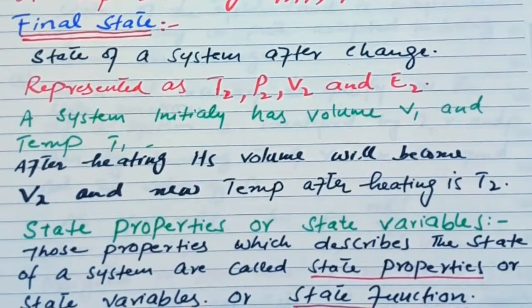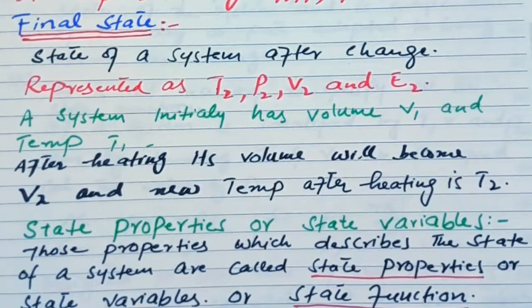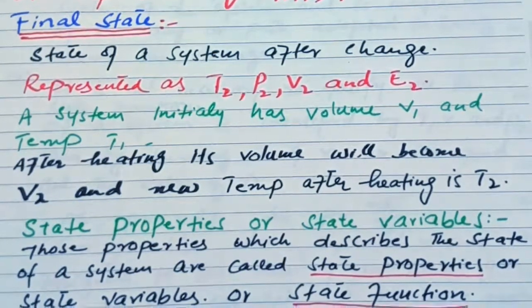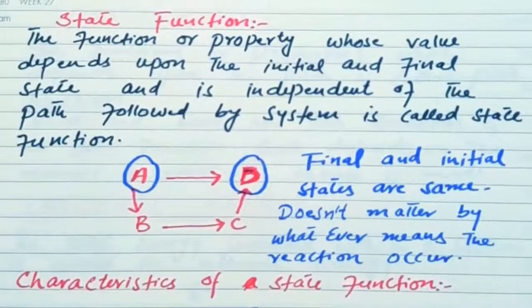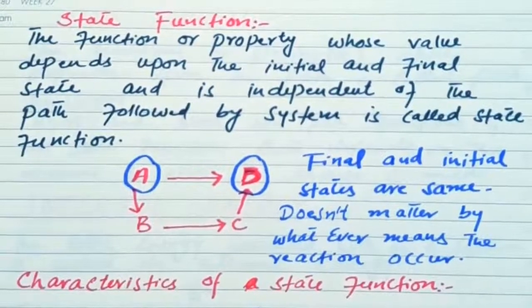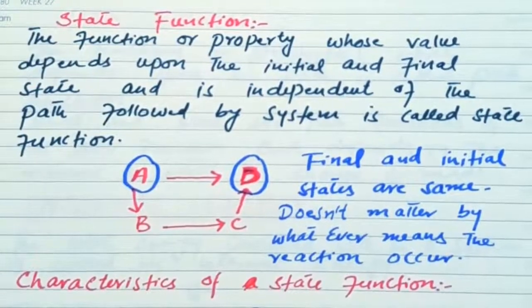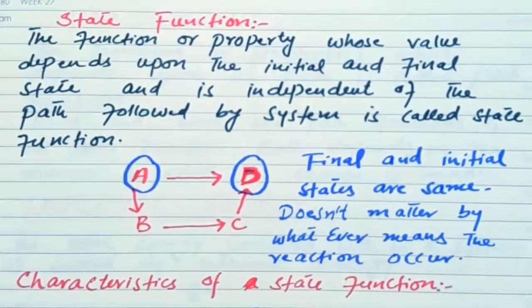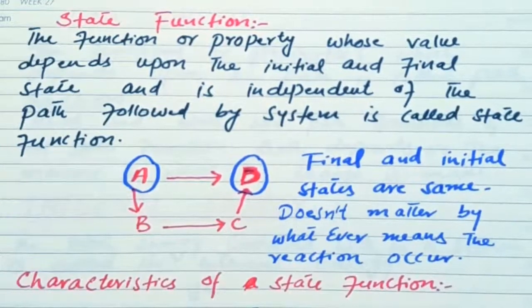Now state variables are state properties. Those properties which describe the state of a system are called state properties or state variables or state functions. A state function is the function or property of a system whose value depends upon the initial and final state and is independent of the path followed by the system.